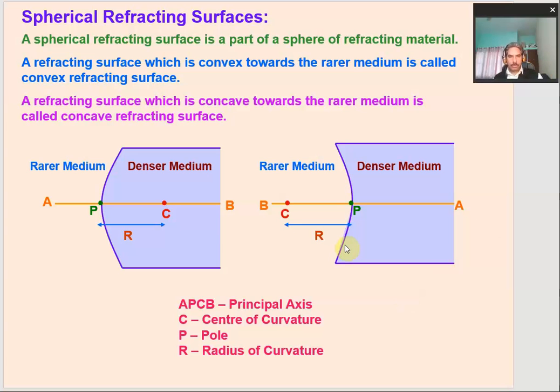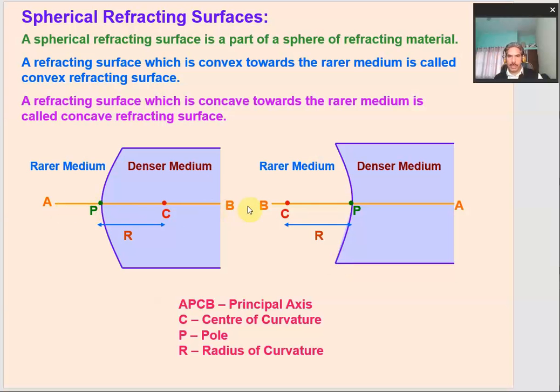So, in basic there are two kinds of spherical refracting surfaces, just as you can see. One is bulging outside, the curved or spherical surface. If it is bulging outside, then it is called a convex spherical refracting surface. On the other hand, if this spherical surface is bent inward, then it is called a concave spherical refracting surface. All other things are very similar, as you already know.